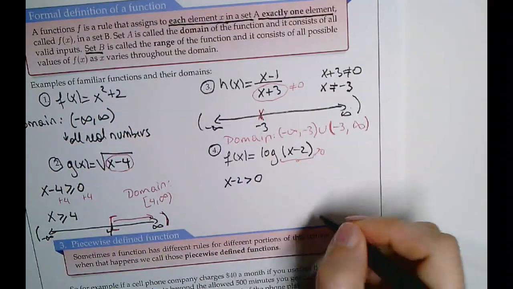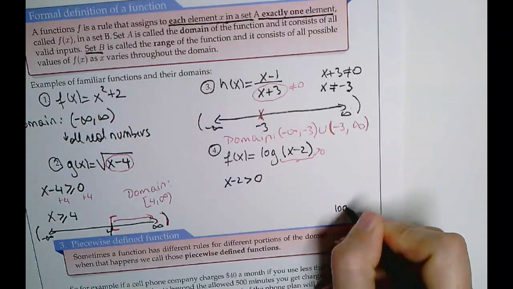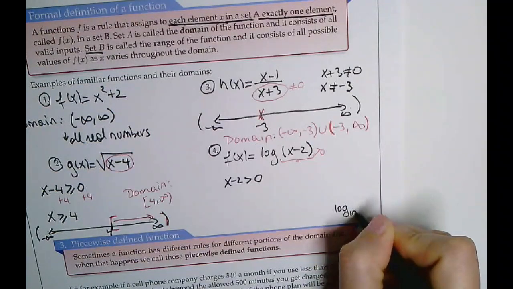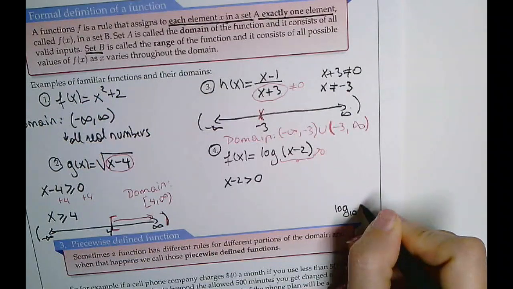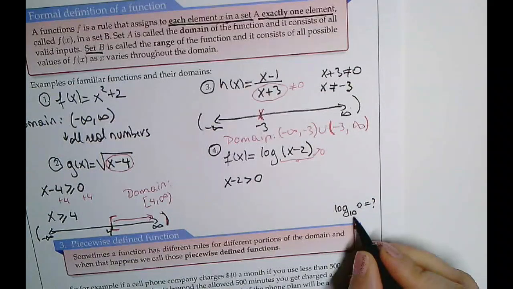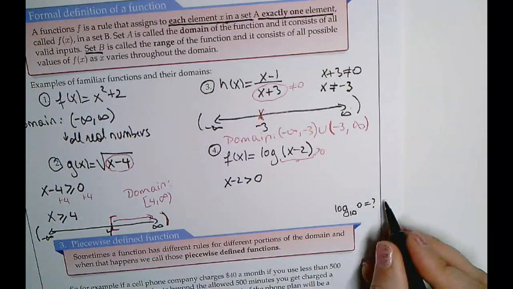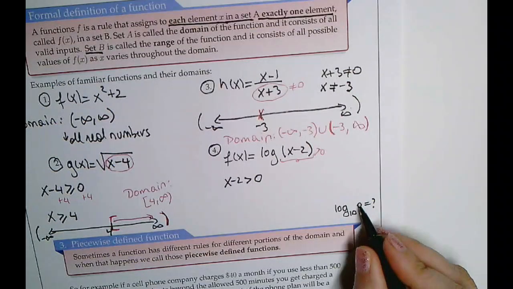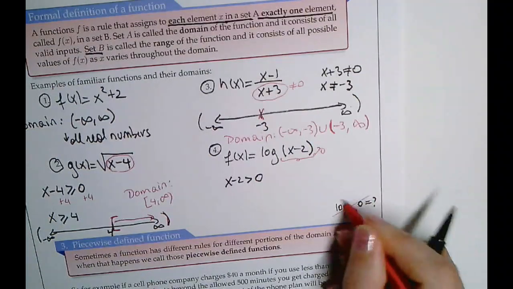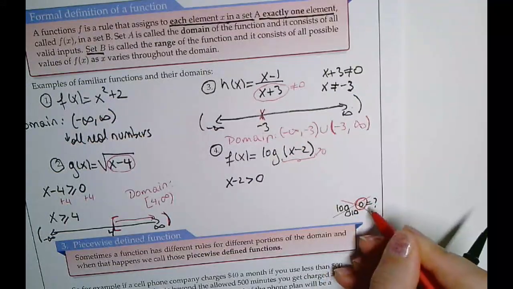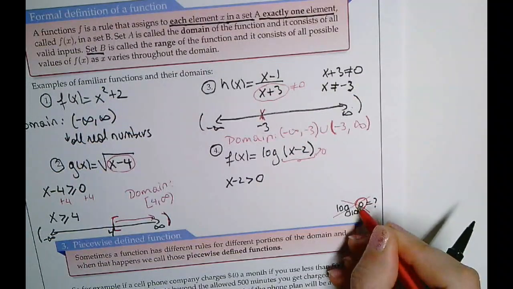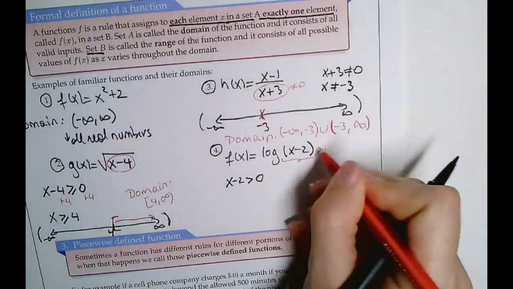On a side note, if you remember from college algebra, log, if there is no number right here, it means base 10. And I can't take log of 0 because there's no power. 10 to what power gives me 0? There's no power I can raise 10 to get 0. So that's why whatever I'm taking the log of cannot be 0 and cannot be negative. So it has to be strictly greater than 0.